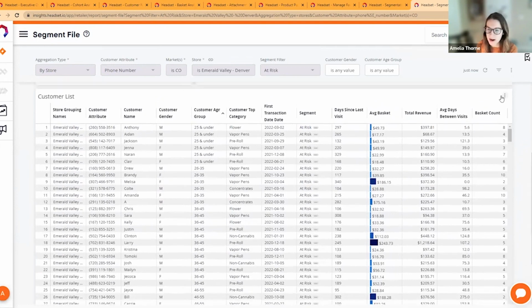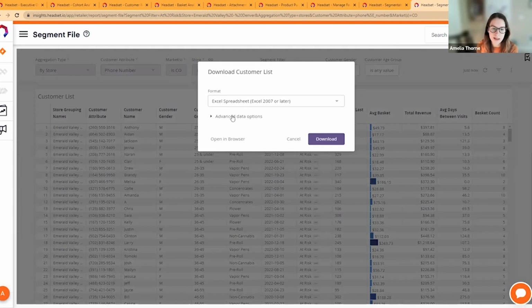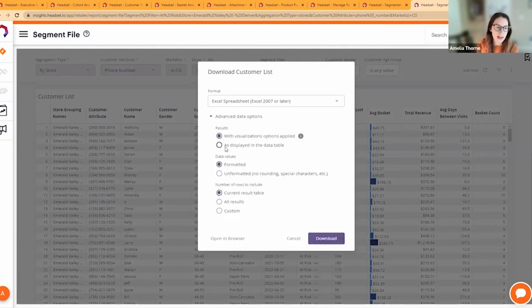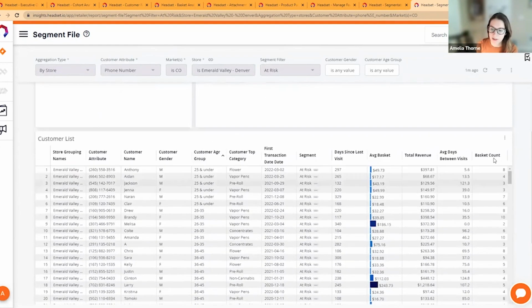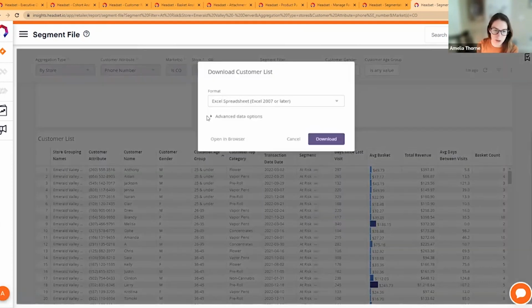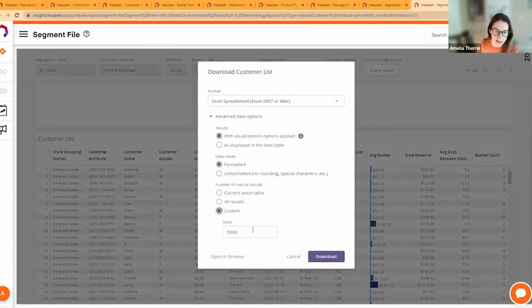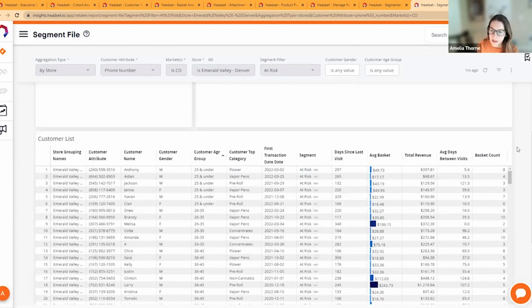So Jesse, exactly what you were asking about. You can hit this tile actions up here in the upper right, click download data. You have some advanced options here. If this list is more than 500 customers, which you can verify with customer count here, you're going to want to hit advanced options, custom, and then I would just do a crazy amount of rows. All results is sometimes a little finicky, so I would just stick with the custom here and do that.